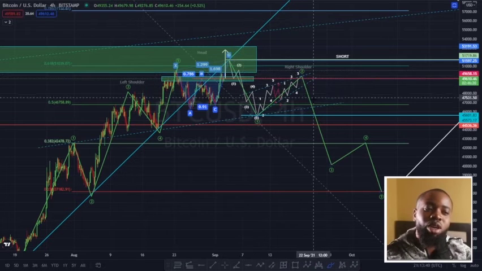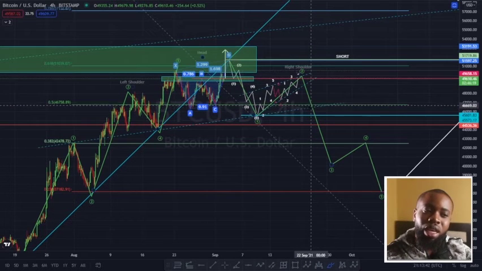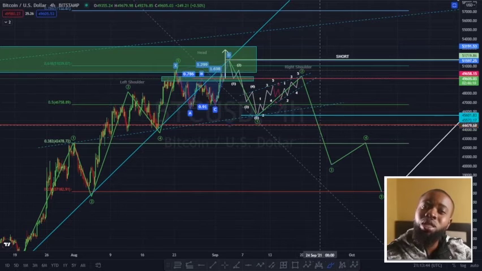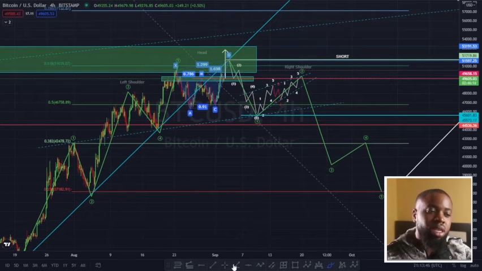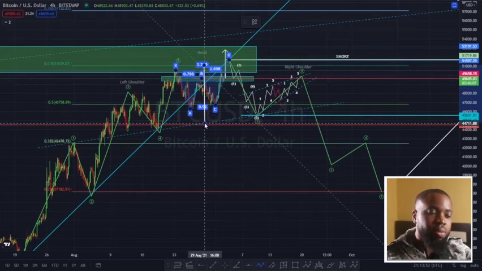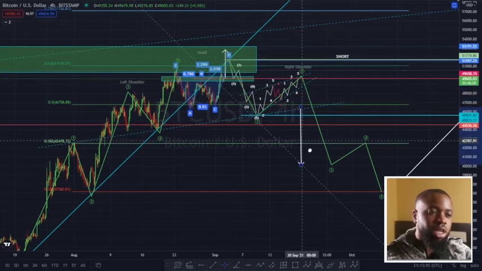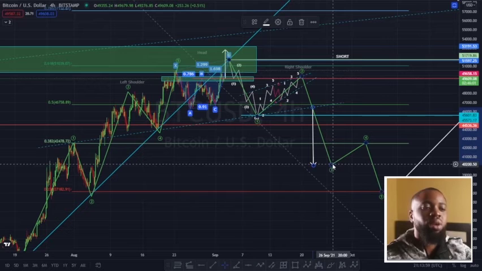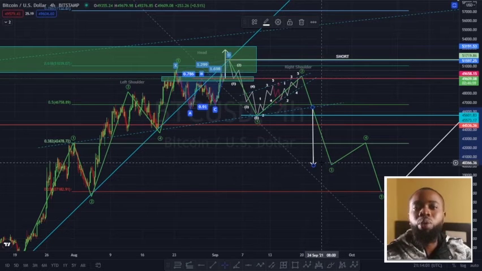Now, a break of this head and shoulder neckline would now give us a wave three. If you can remember, the measured move of the head and shoulder on the daily time frame gave us our wave three. So you take the measured move down to this point, you can see around that range is where we're going to get our wave three.